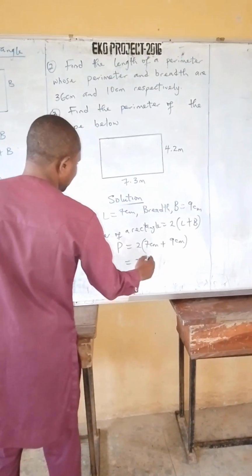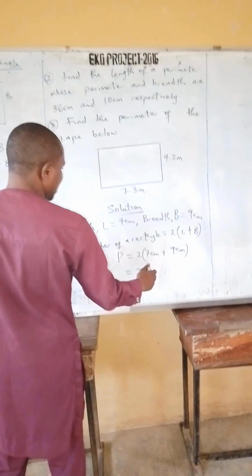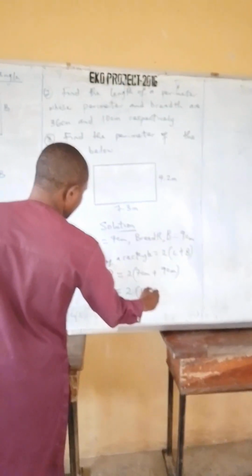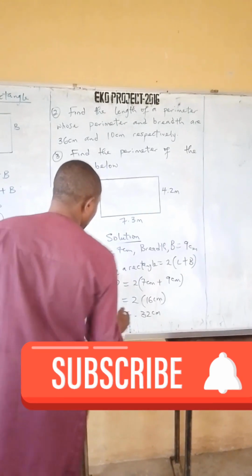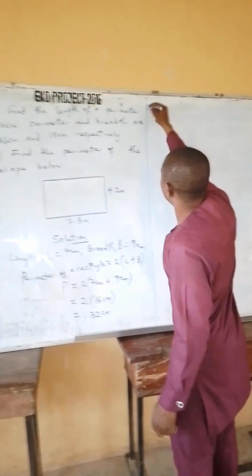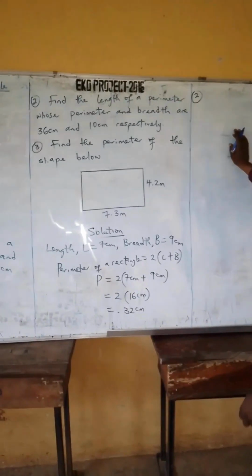So we are going to add 9 cm plus 7 cm will give us 16 cm. So by the time we multiply, we are going to have 32 cm. Let's solve question 2. Find the length of a perimeter.